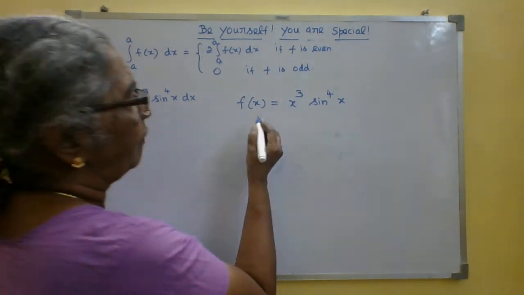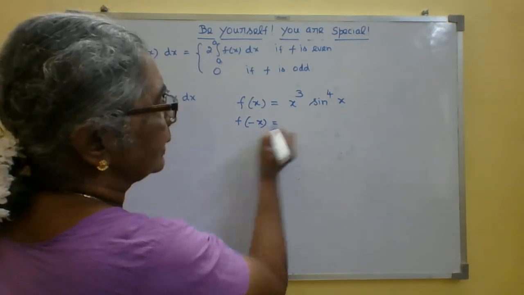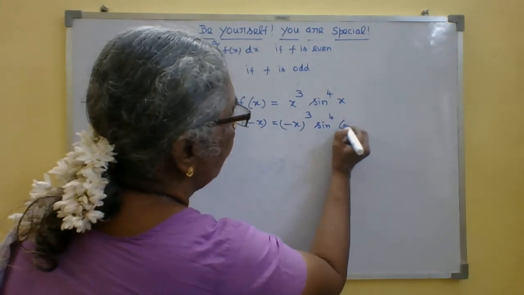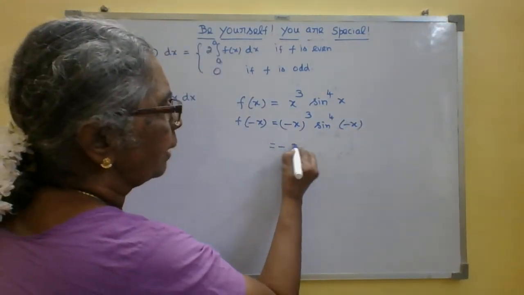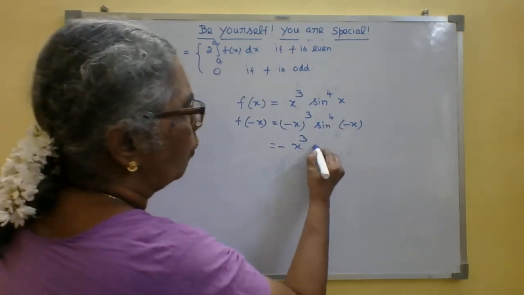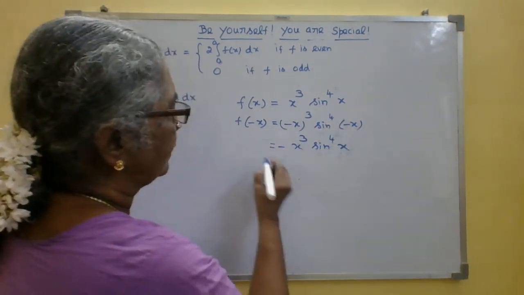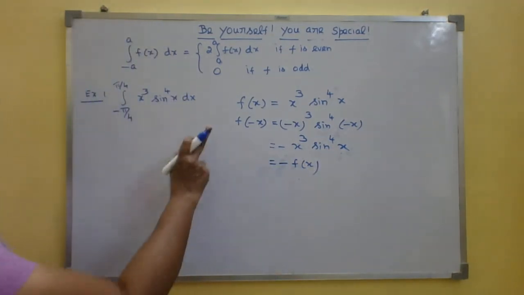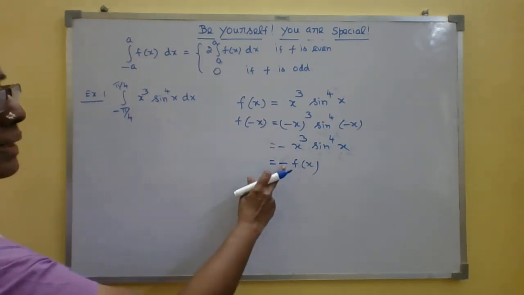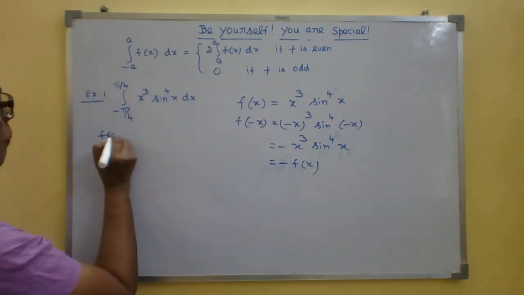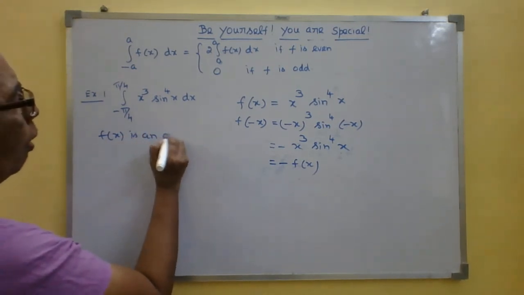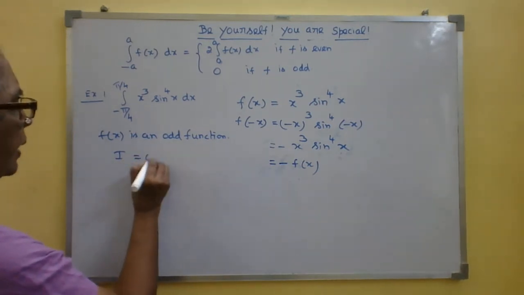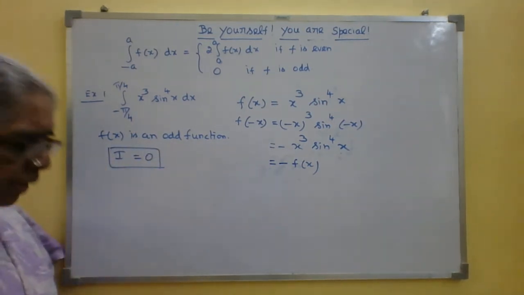So I am writing my f of x. Now I will find f of minus x. So here minus x the whole cube sine power 4 into minus x. Here this will become minus x cube. Because I have a power 4, this will become sine power 4x. So my f of minus x becomes minus of f of x. You have to show this working. So now I have proved my f of minus x is minus of f of x. So I will write f of x is an odd function, right? F of x is an odd function. So I is equal to 0. That's all. Straight away we will be getting the answer.